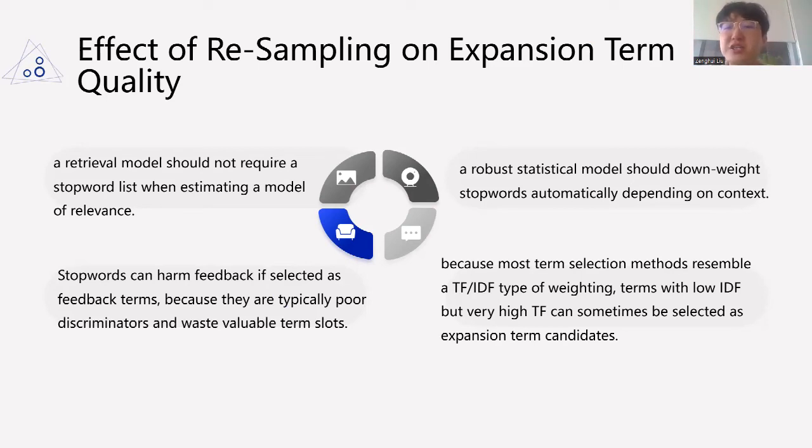Because most term selection methods resemble a TF-IDF type of weighting, terms with low IDF but very high TF can sometimes be selected as expansion term candidates.